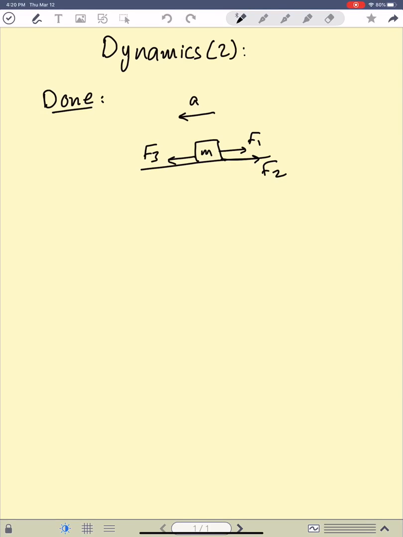To remind you quickly, what did we finish in the first part? I remind you quickly in a fast diagram. This is, for example, a particle here. This is force F3 newtons, this is force F1 newtons, this is force F2, and the particle accelerates in this direction.